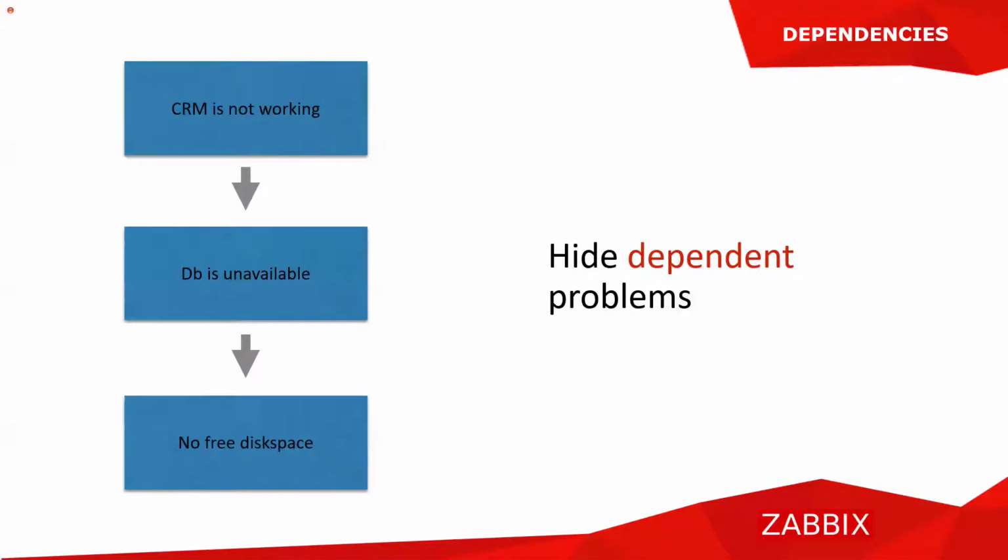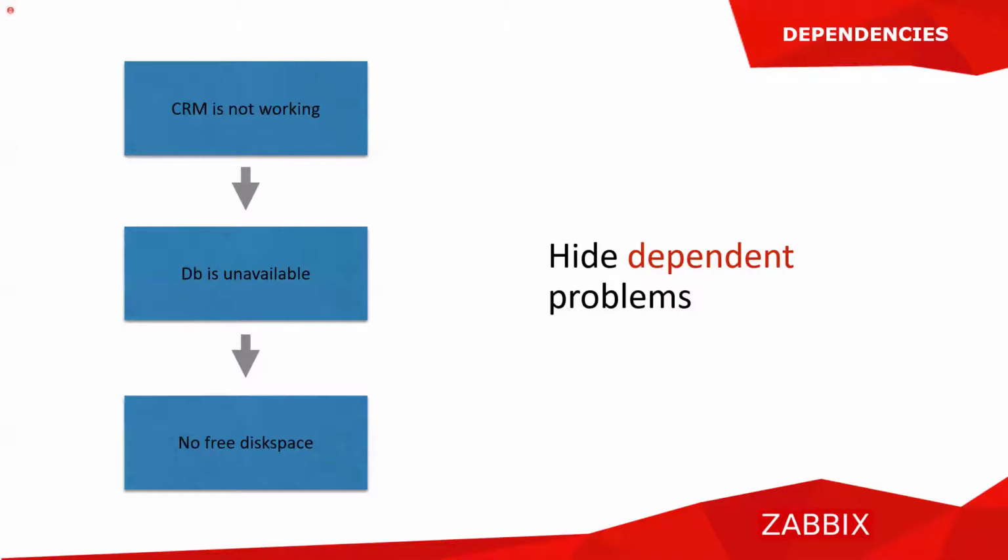We can also create dependencies to hide related problems, but not the actual main problems. As an example, let's say we're out of free disk space on some of the machines. But the trigger we see is CRM is not working. We see the trigger firing and we would probably start checking what's wrong with the CRM. Okay, we have created an additional dependency. Let's say the database is unavailable, and we added it for CRM is not working.